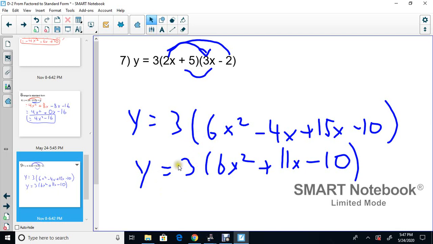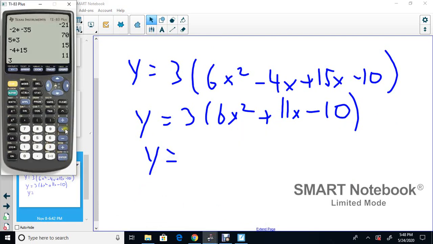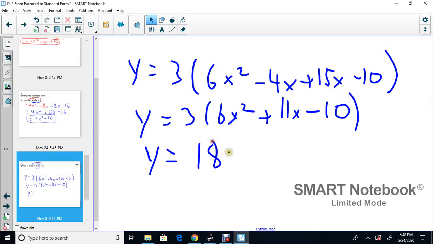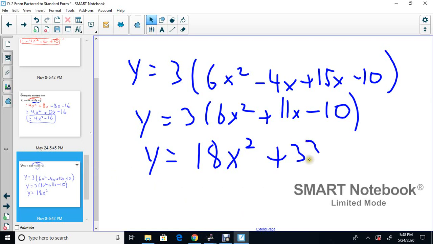And then you take the 3 and you multiply everything by 3. So I can use my calculator here. y equals 3 times 6. So here 3 times 6, 18x squared. Okay, 3 times 11. So I'll go to my calculator. 3 times 11, 33x. And then 3 times 10, I think, is just 30. So I'm not going to go to my calculator. And there's my final answer here.